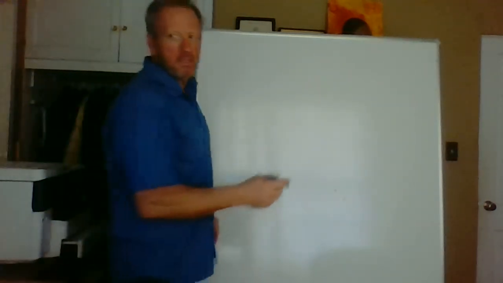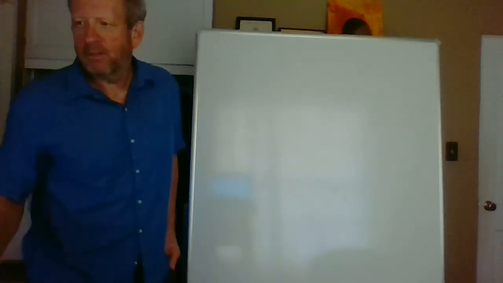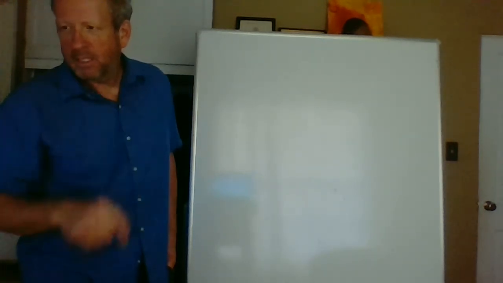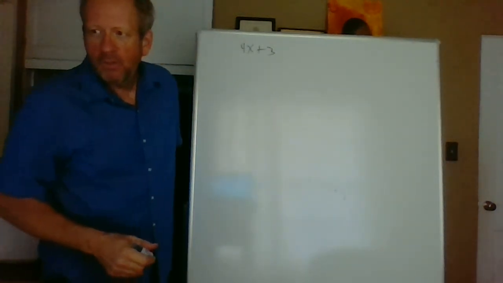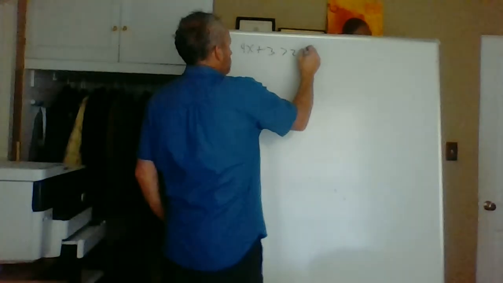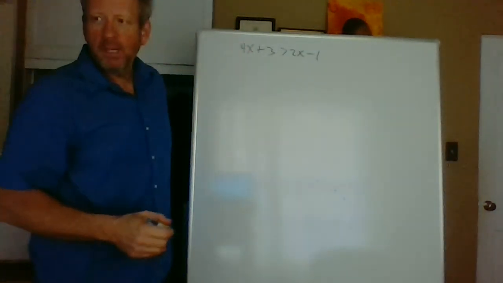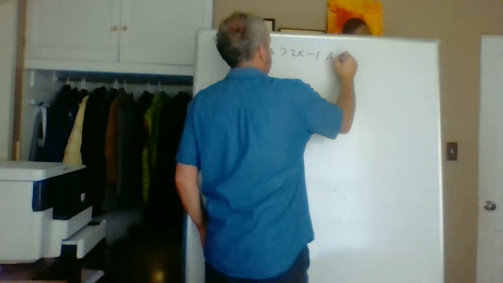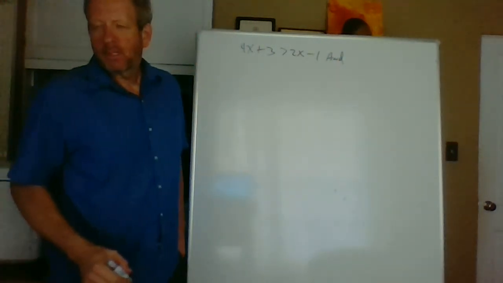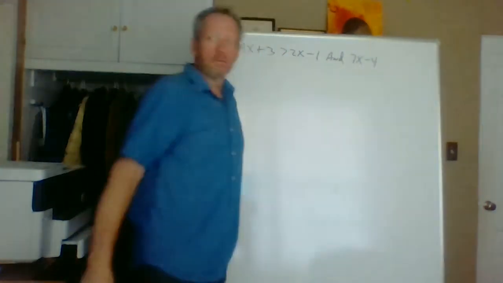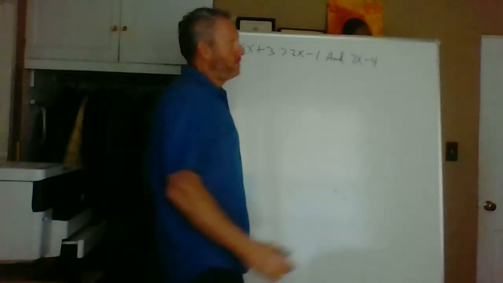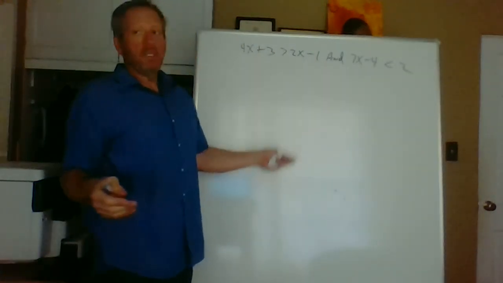The next one, compound inequality. Two inequalities together. 4x plus 3 is greater than 2x minus 1. And I connected these with and, the word and. 7x minus 4 is less than 2. So again, when we have a compound inequality, we just solve these separately.